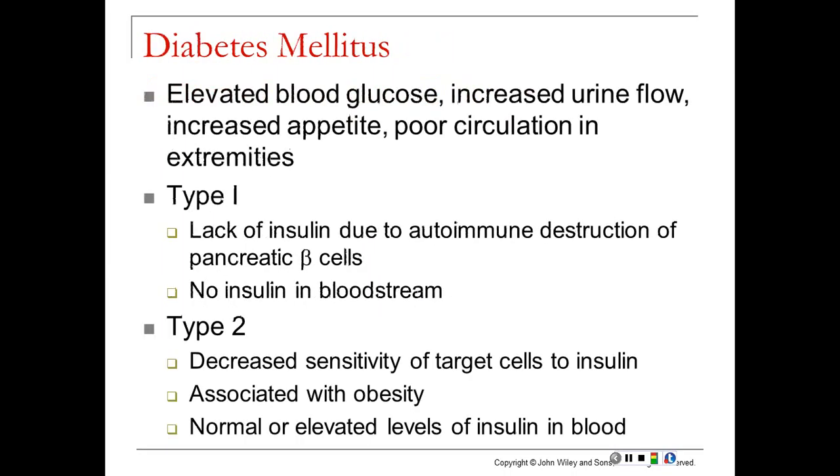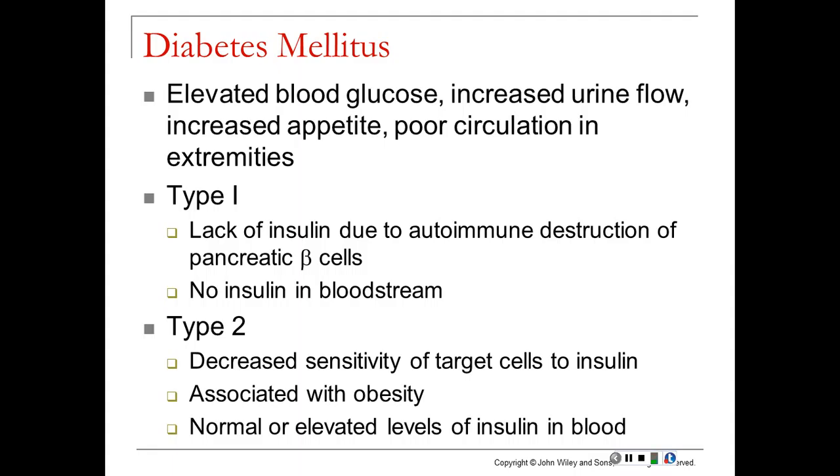Okay. So let's talk about some pathologies here. Diabetes mellitus. This is elevated blood glucose. This is going to cause an increased urine flow, increased appetite, and poor circulation in the extremities. You've probably heard of these before, type 1 and type 2. Type 1 is when you have no insulin in the bloodstream.